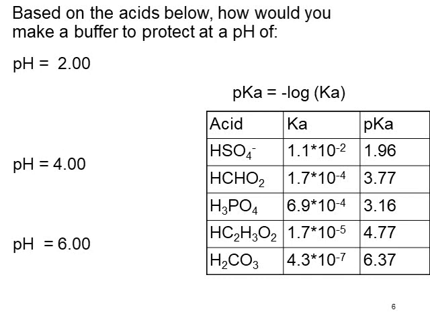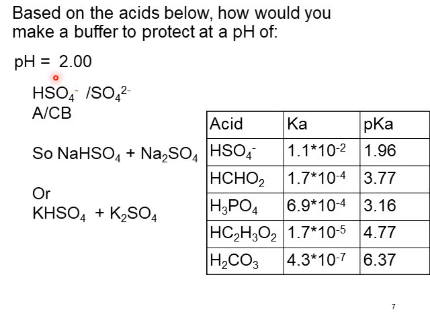Okay, so let's just do the pKa first. Bisulfate ion has a pKa of 2, formate has a pKa of 3.77, phosphoric acid 3.16, acetic acid 4.77, carbonic acid 6.37. Okay, let's do pH 2 first. Well, bisulfate has the closest pKa to a pH of 2.